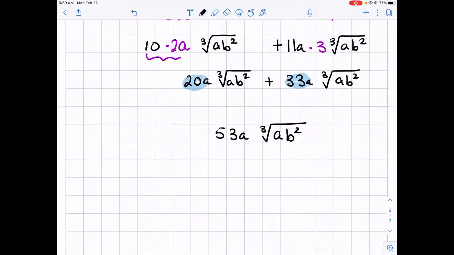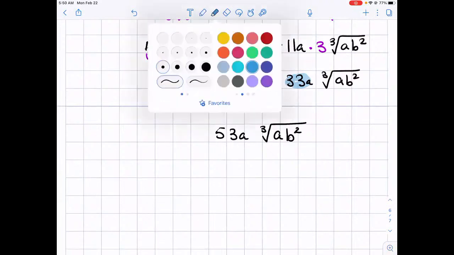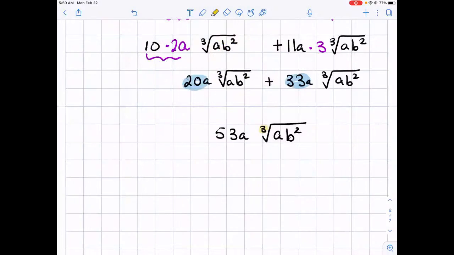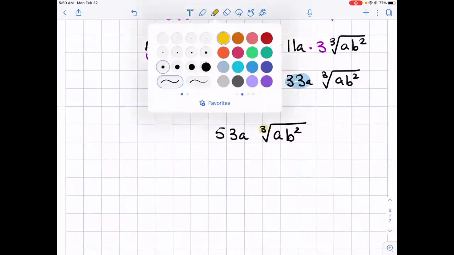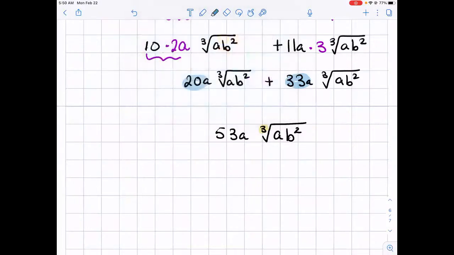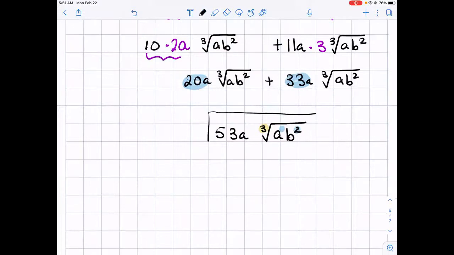So as I had pointed out before, look at the index. The index here is 3, okay? Whereas the power here is 1, and the power here is 2. If those powers are smaller than the index, there is no simplification. If it's exactly the same or bigger, then we can simplify. So this is our final answer. Okay, here's our final result.